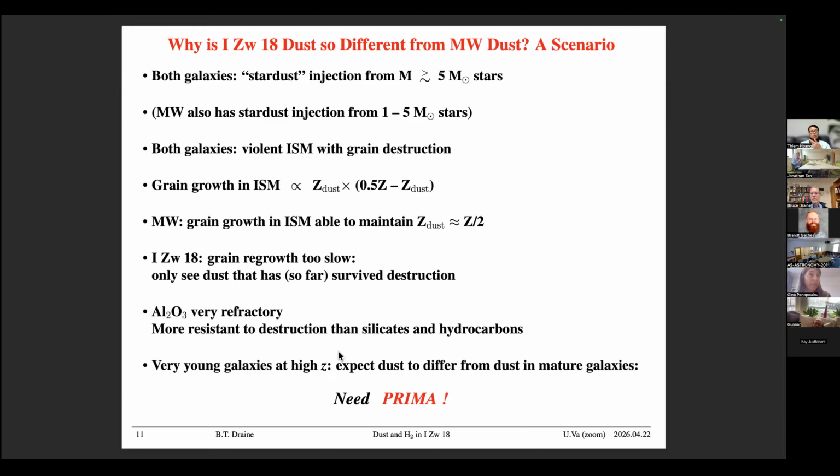So I just have one question about the destruction of Al2O3. You mentioned here that Al2O3 is more resistant to destruction than silicate and hydrocarbons. I can understand that from the point of view that the sublimation temperature of Al2O3 is much higher than silicate and hydrocarbons. But how about destruction by shattering, grain-grain collision? Is it still more difficult to destroy Al2O3?